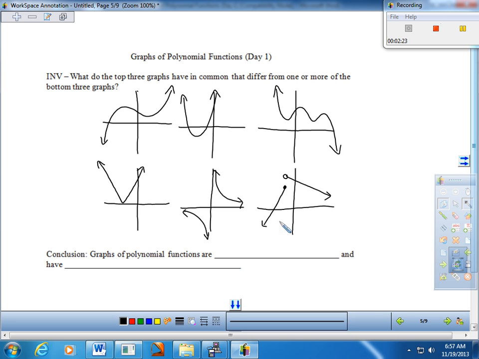All right, so maybe pause the video and stare at them for just a second and see what you think. But what we want to do is just come up with some very basic characteristics of those polynomial functions from the top. And then as you can see, there's a little conclusion down below here. So let me go ahead and read that as you guys are thinking it over, and then we'll go ahead and write a couple things in. So it says, graphs of polynomial functions are something, and it's a word that we use quite a bit in the mathematics at this level and some levels above, and have, and then we want to fill in that piece right there as well.